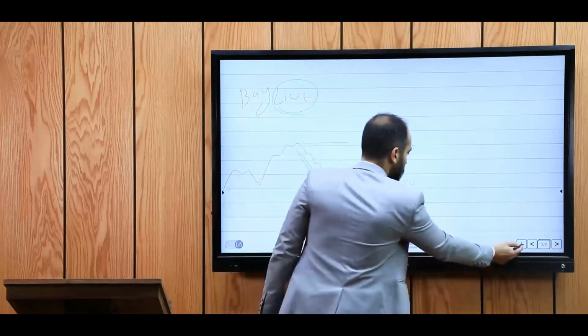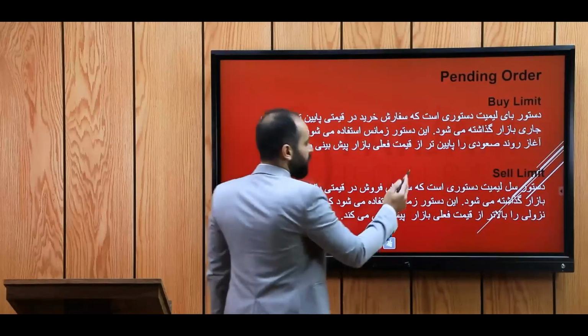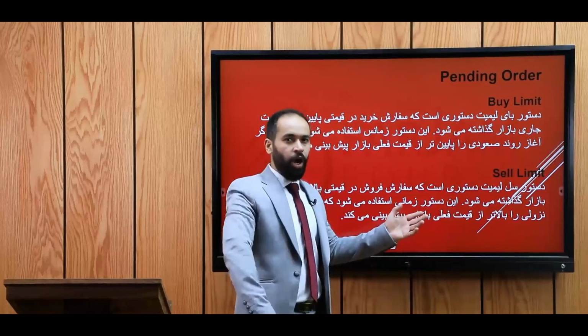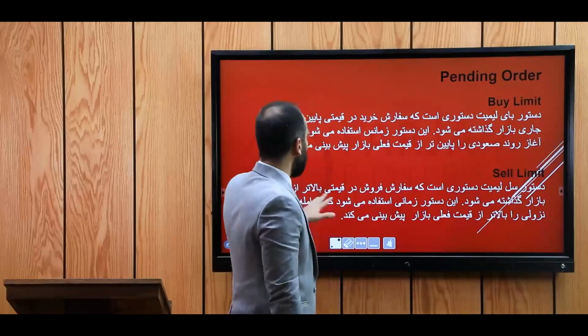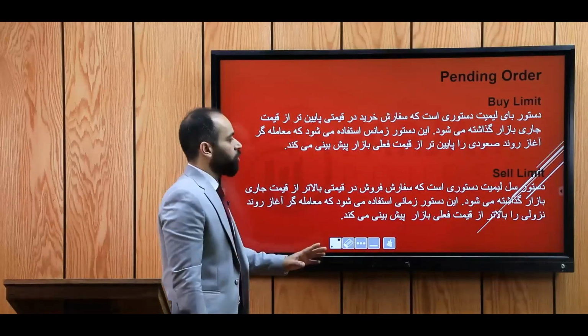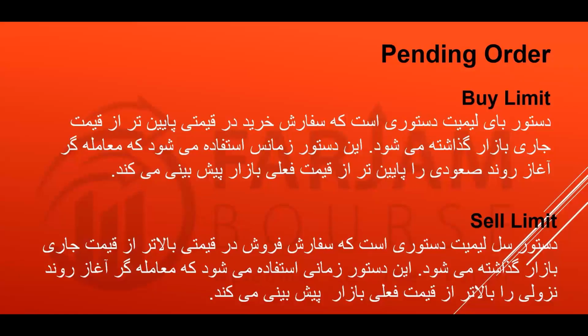Okay, let's move on to sell limit. What is a sell limit? Now we want to set a reversal sell order for it. A sell limit order is an order to sell at a price higher than the current market price. This order is triggered when we anticipate the start of a new trend. You have predicted the price higher than the current price.